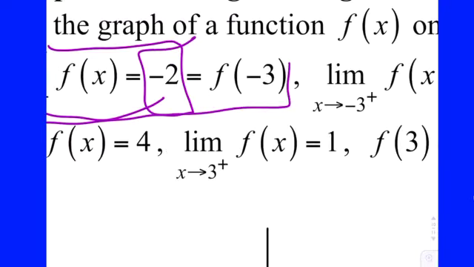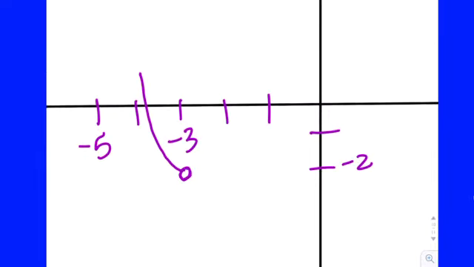All right, and now the next piece, if I look at it, it says f of -3 also equals -2. That's an ordered pair, isn't it? Okay, so now guess what I'm going to do with that open circle? I'm going to fill it in. So the limit from the left equals the function value. All right, so now I filled it in.